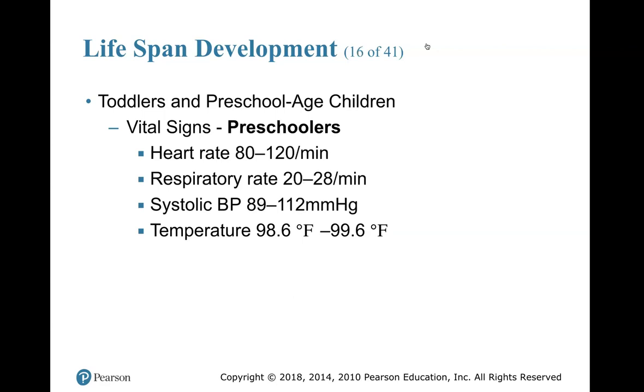Preschoolers: heart rate of 80 to 120 a minute. Respiratory rate 20 to 28. Systolic blood pressure 89 to 112. Temperature 98.6 to 99.6.